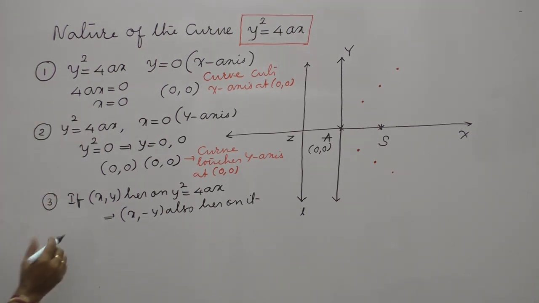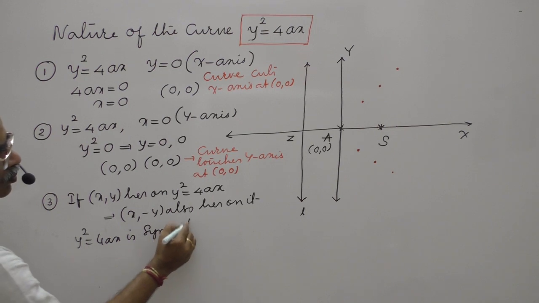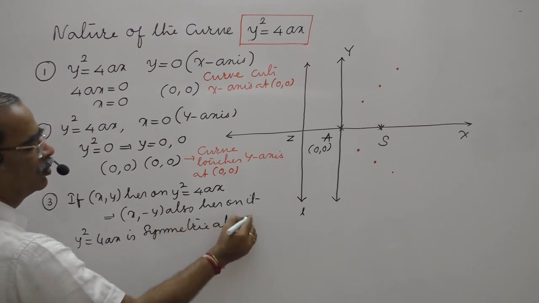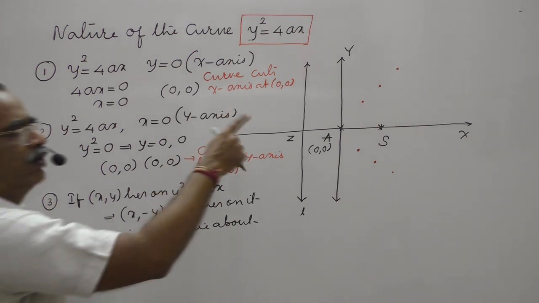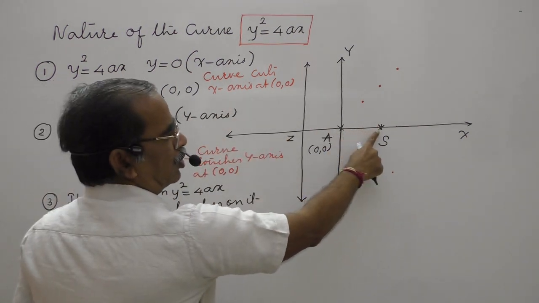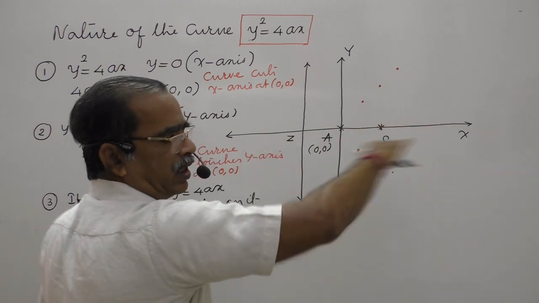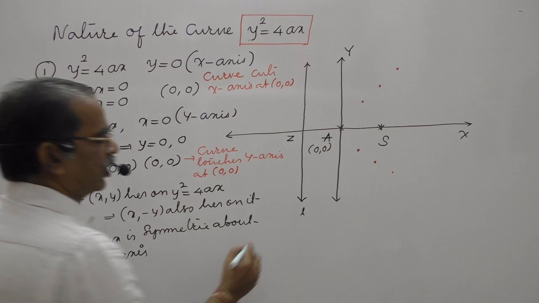Therefore, what is the third point? The curve y square is equal to 4ax is symmetric about its axis, or principal axis. For the parabola, the line passing through the focus perpendicular to the directrix is the axis. Here the x-axis is the axis. This is point number 3.